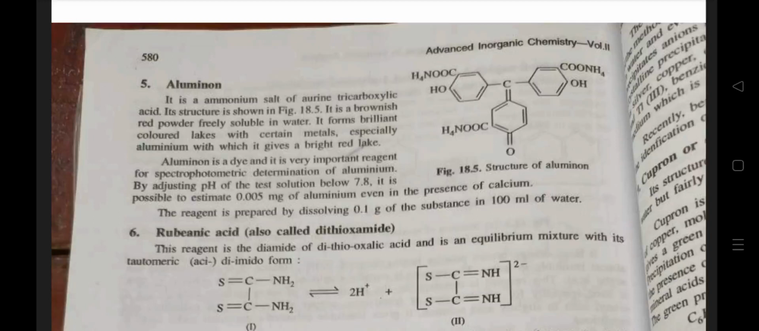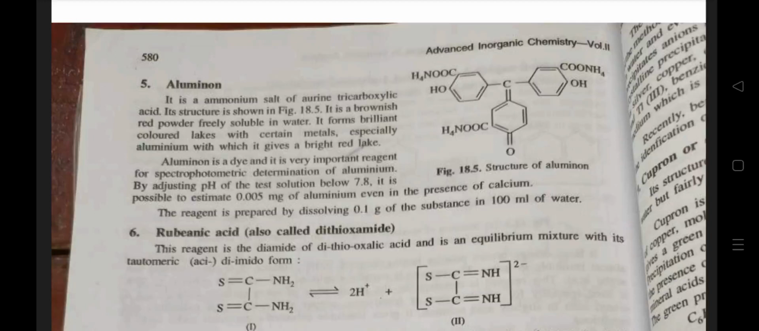By adjusting the pH of the test solution below 7.8, it is possible to estimate 0.005 mg of aluminium even in the presence of calcium. The reagent is prepared by dissolving 0.1 gram of the substance in 100 ml of water.